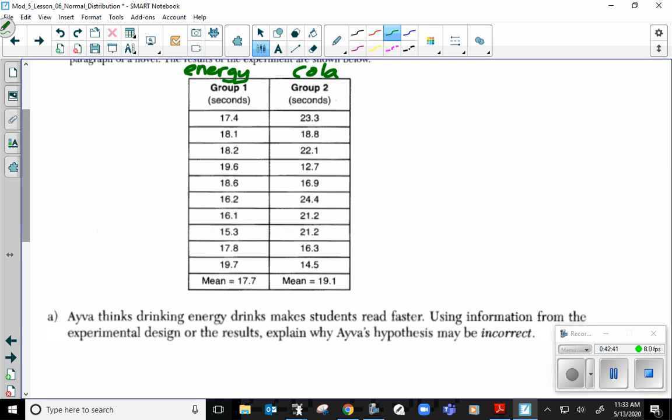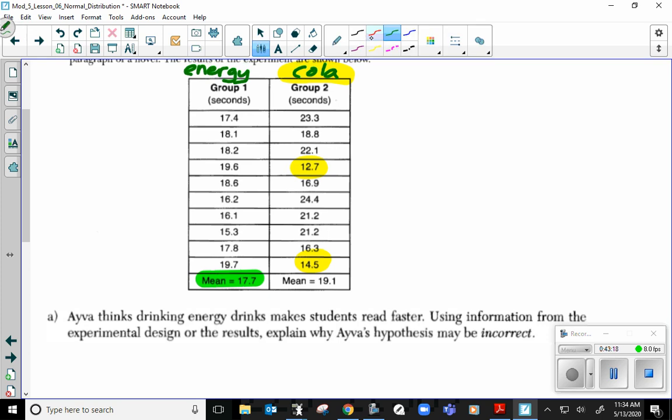So part A says, and this is the part I think you can get, Ava thinks that drinking energy drinks makes students read faster. Using this table, this information, explain why her hypothesis may be incorrect. It can be one of several different things, but here's what jumps out to me the most. You see the two fastest times? They're actually in the cola, not the energy drink one. The average, okay, the average is faster for energy drink, but the two fastest times were the cola drink.